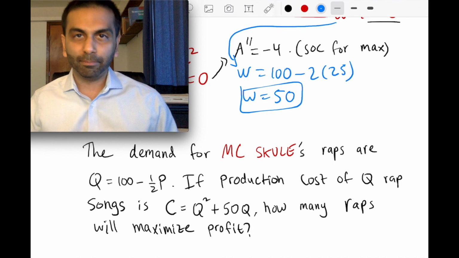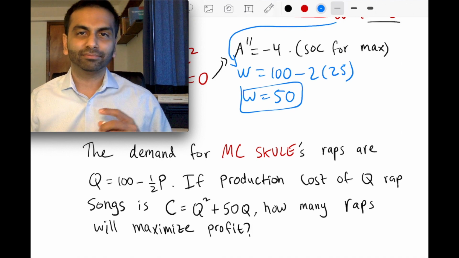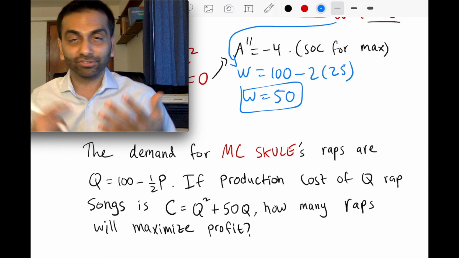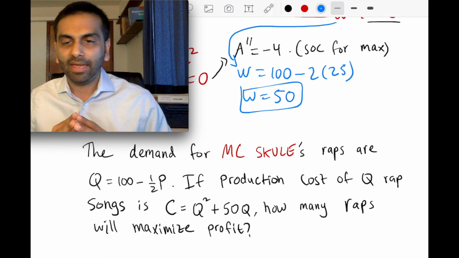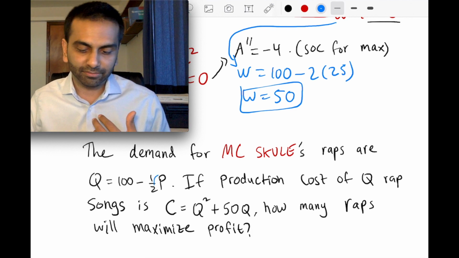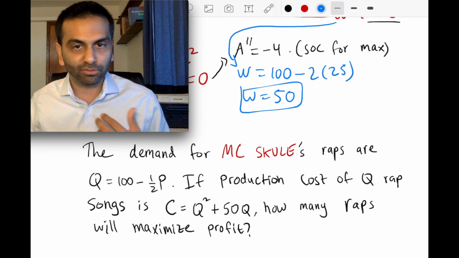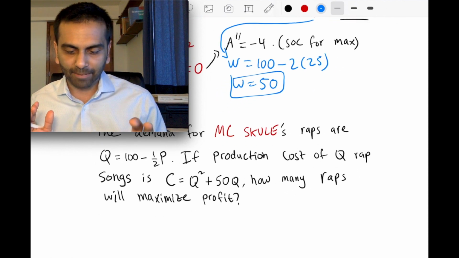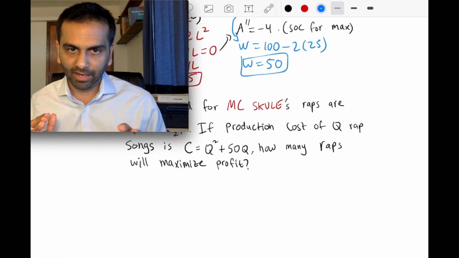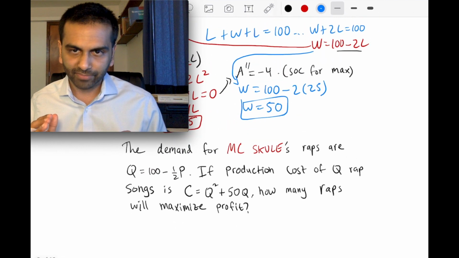So again, the only economics that you need to know for this is the equation for profit, which is revenue minus cost. And specifically that revenue is price times quantity. You could use this as for price, and this Q is quantity. So let's first set that up.